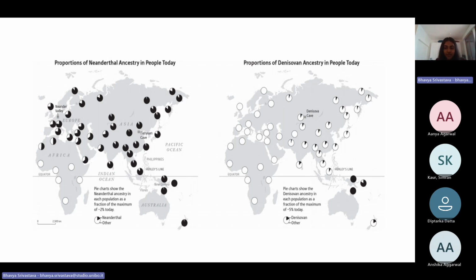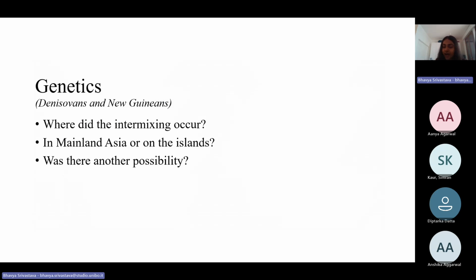So, obviously, the other question that baffled the researchers after this discovery was, where did this intermixing occur? Did it happen in mainland Asia? But if it did happen in mainland Asia, why don't we have so much Denisovan DNA present in us? Why do the New Guineans have much more DNA? So, another possibility was, what if the intermixing took place in the islands? But the islands do not show evidence of Denisovan activity in any sort of archaeological record. There are no Denisovan fossils or bones found in the islands. So, where exactly did this admixture take place?